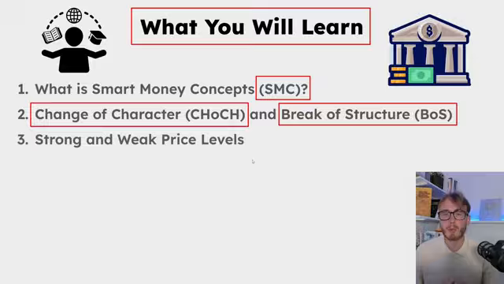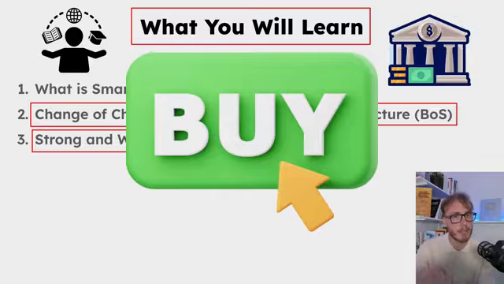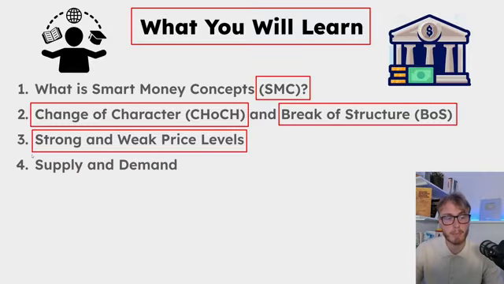In chapter 3, we will cover yet another important concept, and that is strong and weak price levels. Strong and weak price levels are very important when it comes to finding good entries and as a result, make better trades. Next up, we're going to talk about something called supply and demand.